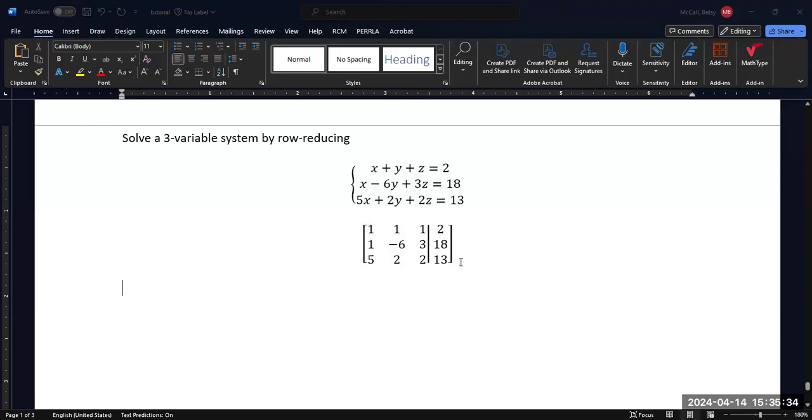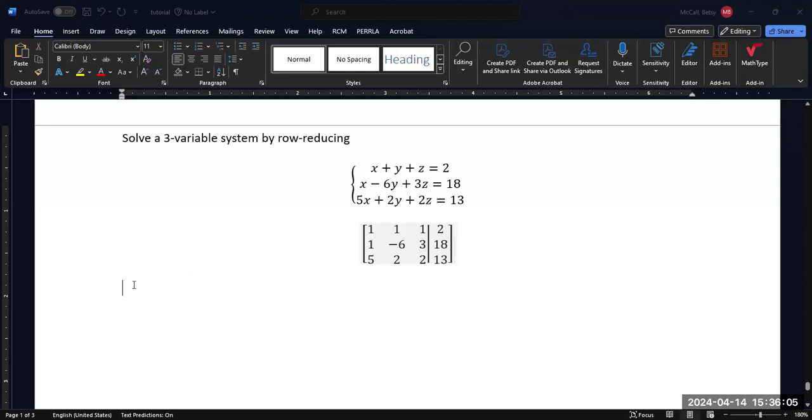And so what I've done is, to start with, I've converted my system into an augmented matrix. So we have our 1, 1, 1, 2 on the constant side, 1, -6, 3, 18, and then 5, 2, 2, and 13. Now remember that if you're missing any variables in one of the equations, then what you need to do is fill in the 0 for the coefficient so that the matrix is complete.